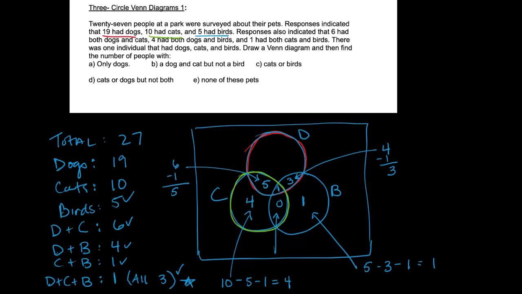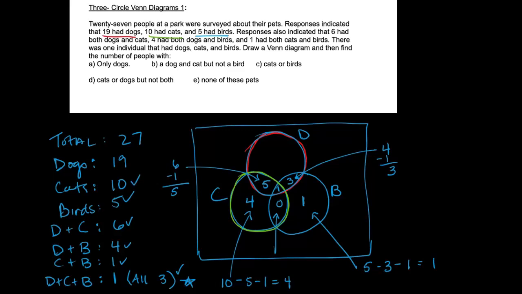And it's really good to double check, just by adding, that when you add all of the numbers in the cat circle, or any of the other circles, it adds up to the total they give you. So 4 plus 5 plus 1 gives you 10, and that's exactly what we should have for the cat circle.